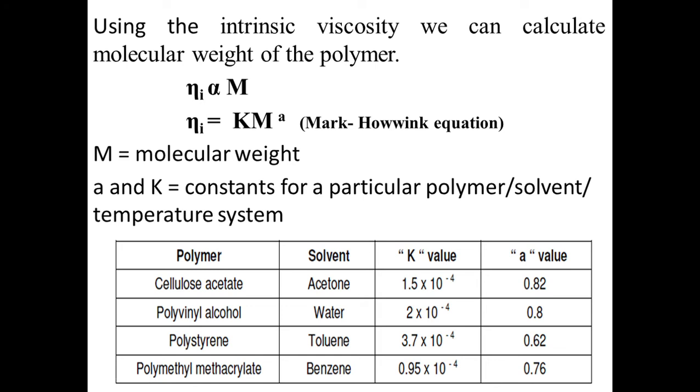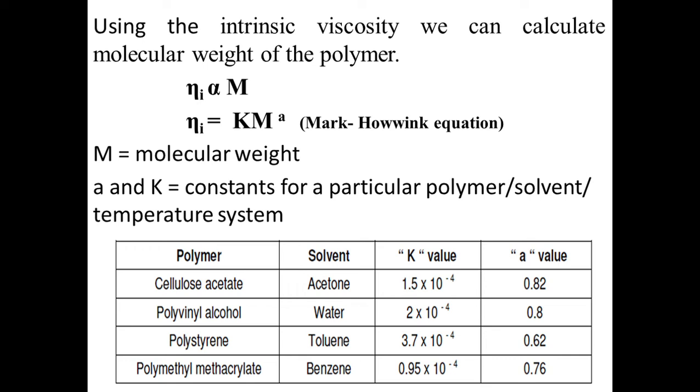Using the intrinsic viscosity, we can calculate molecular weight of the polymer. Eta I is directly proportional to the molecular weight of the polymer. Removing the proportionality, put K as a constant. Eta I equals K M to the power of A. This equation is called the Mark-Houwink equation. M means molecular weight, A and K are constants for a particular polymer, solvent and temperature system.